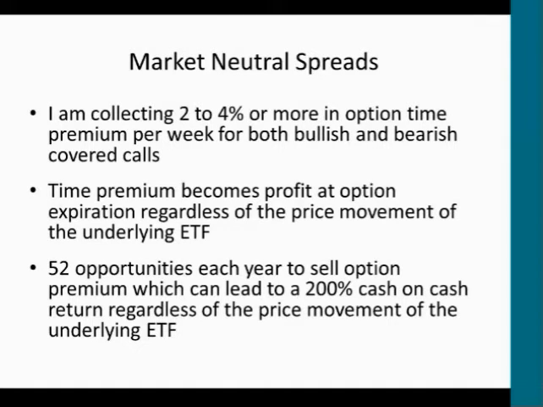And of course, if you sell an at-the-money call, that's all time premium. And that time premium becomes profit a week later at option expiration, regardless of the price movement of the underlying ETF. And I'll show you some examples of that. So the nice thing about using the weekly options for this market neutral strategy is that you get 52 opportunities each year to sell option premium, and that can lead up to a 200% cash-on-cash return, regardless of the price movement of the underlying ETF.